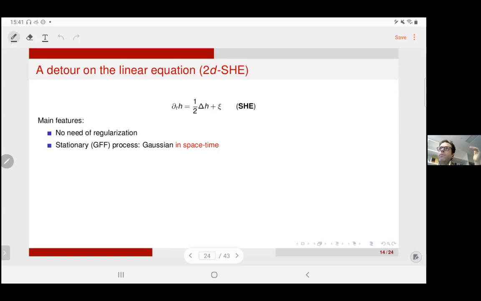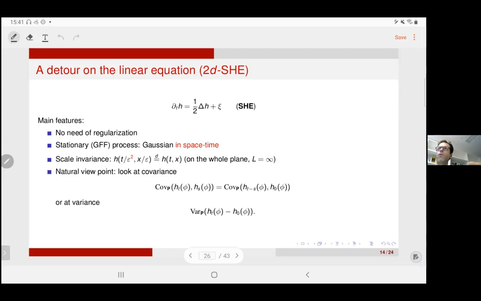It's a Gaussian process in space and time because it's linear. You don't need to regularize it, it makes sense. It's exactly scale invariant. This is already visible from the scaling argument: if you rescale diffusively, the law of the solution stays the same. And since it's a Gaussian process, it's quite natural to look at covariances. So take phi to be some test function, and h_t of phi to be the integral in space of phi of x times h of x, t dx. The process is entirely determined by the covariances of h_t of phi at different times and for different phis. So the whole process is encoded in these covariances, or if you want, in the variance of the increment of h of phi from time zero to time t. Since it's a Gaussian process, this tells you everything.